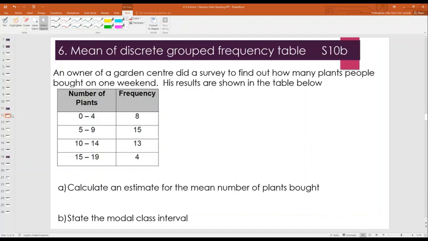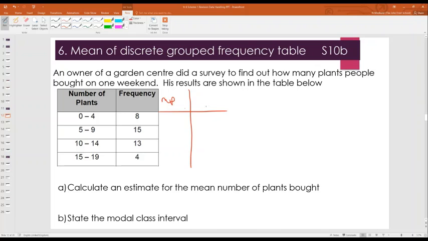So moving on, this is the next section now. This is still mean from a table, but it's discrete grouped data. We're still talking about frequency, but now the data that we're using is in groups, and we're saying it's discrete because they're whole numbers. What you needed to remember about this one was we want 2 extra columns.